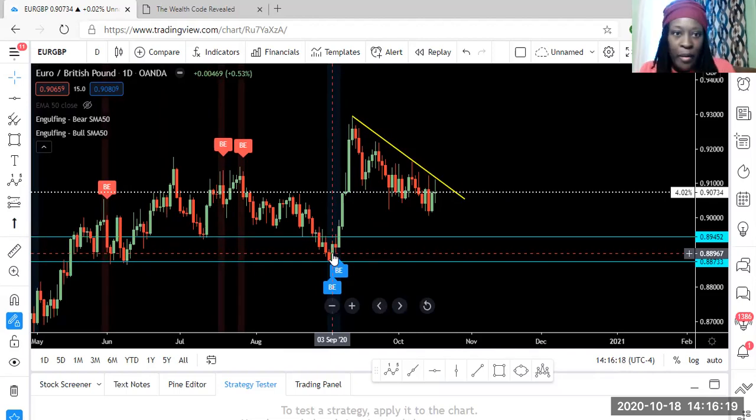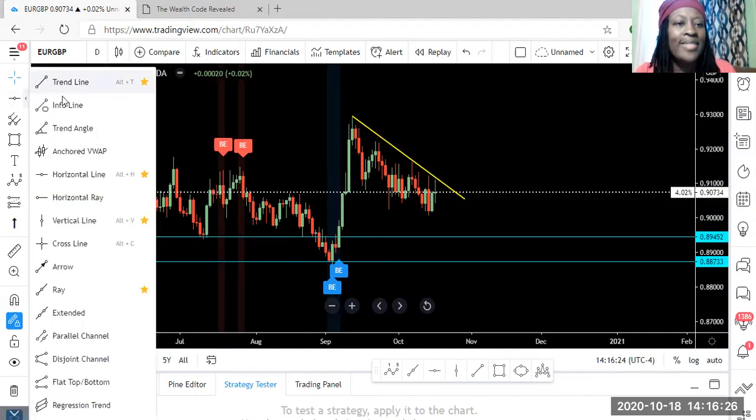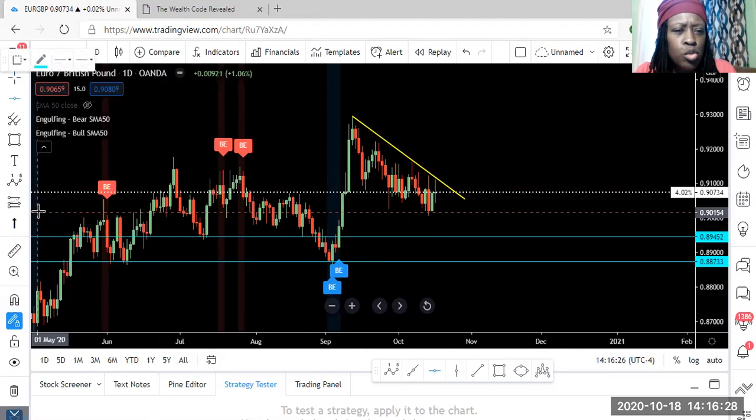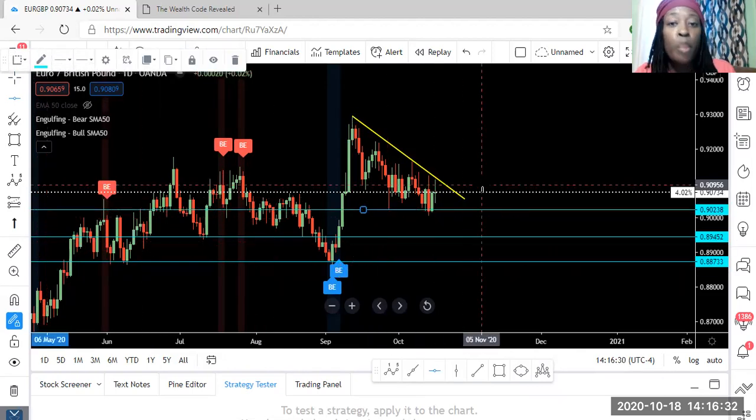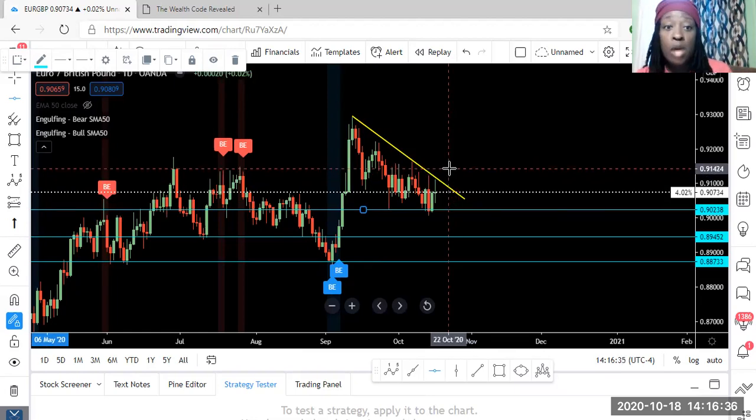That's even stronger, right? And that's basically what you're going to be doing. Always look for structure and then identify it. Because when you do that, what you're actually doing is identifying your potential take profit as well as stop loss, right?